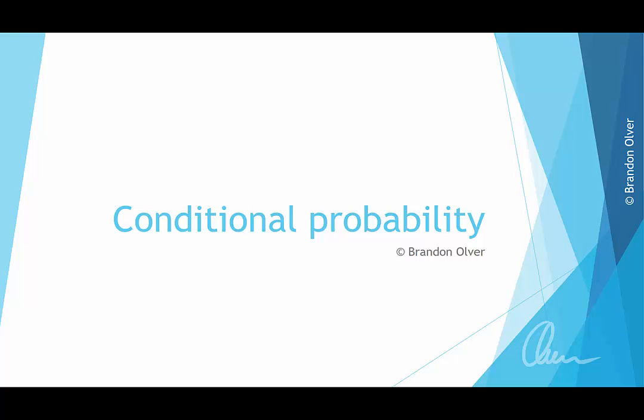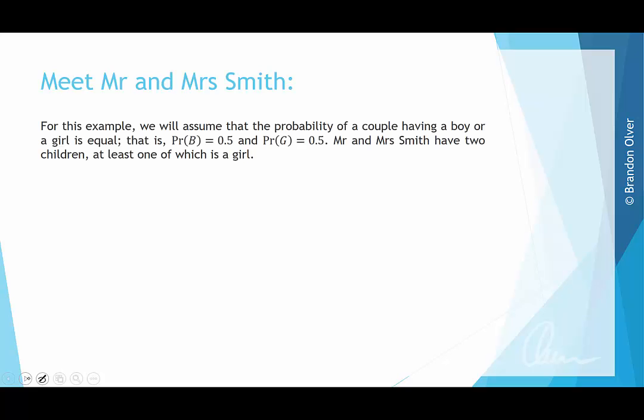In this video, we're going to look at conditional probability. So first off, we're going to meet Mr. and Mrs. Smith. In this example, we will assume that the probability of a couple having a boy or a girl is equal. That is, the probability of a boy is 0.5 and the probability of a girl is 0.5. Mr. and Mrs. Smith have two children, at least one of which is a girl.